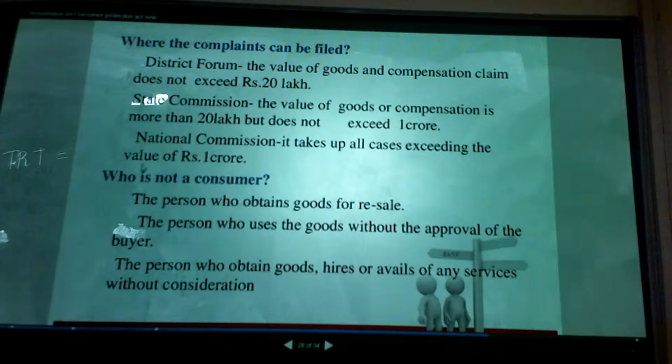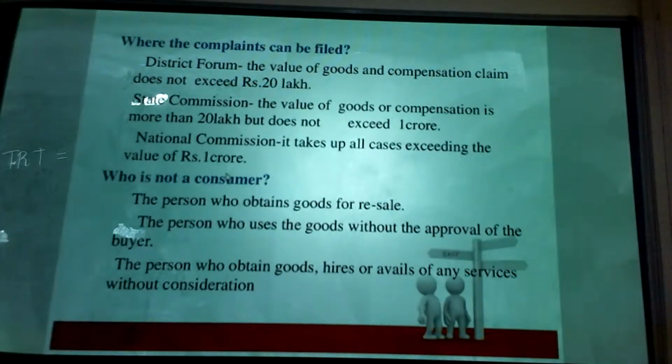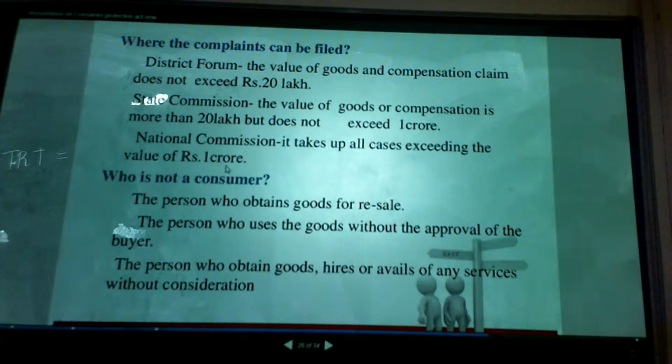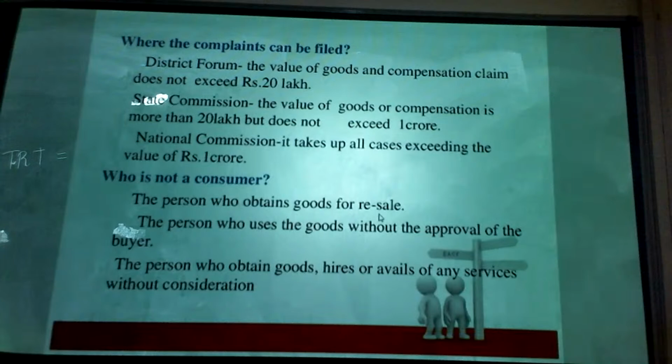The same thing applies to the National Commission: it applies when the value exceeds 1 crore. Only if defective goods are received with a value of more than 1 crore do you have to approach the National Commission. That is another one. Who is not a consumer? The person who obtains goods for resale. As I already told, the person must be the first party, not the second party. Only the first party is considered a consumer, and only that person can file the complaint with the concerned district forum, whether it is state or national.